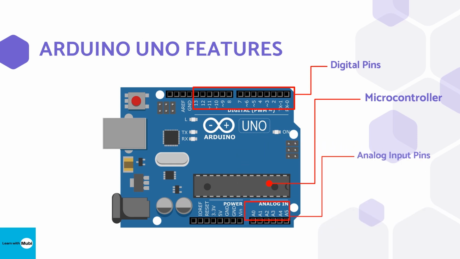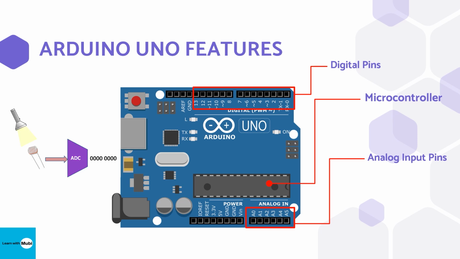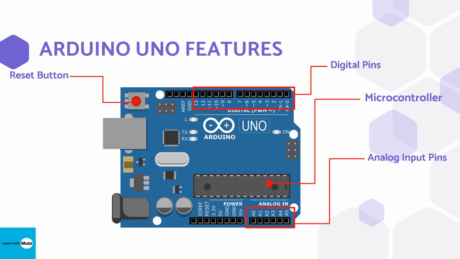The Arduino Uno board has 6 analog input pins, labeled analog 0 to 5. These pins can read the signal from an analog sensor like a temperature sensor and convert it into a digital value, so that the system understands it for further processing. A reset switch on an Arduino Uno is used to restart the microcontroller and reset the program back to the beginning. This can be useful for debugging, testing, or reinitializing the program without disconnecting power.